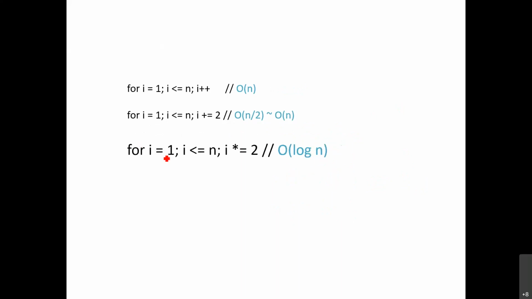Well, start from I is 1, my initializer, my condition. But now I'm not incrementing by 2. Every time I am multiplying by 2.